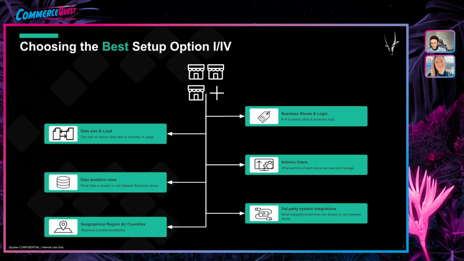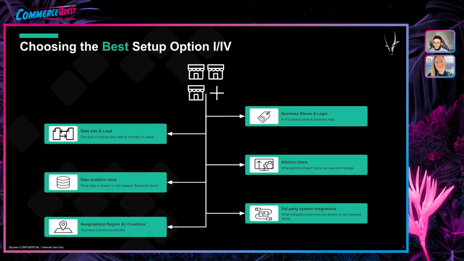Then the admin users: should they be sharing the same access, or do they have limited access per store? The data isolation rules, the same. Should all the stores share the same customer base, but not the same products, or should all the stores have a global catalog, but not the same orders or ERPs that are shared? So there are some rules that need to be defined and known before deciding.